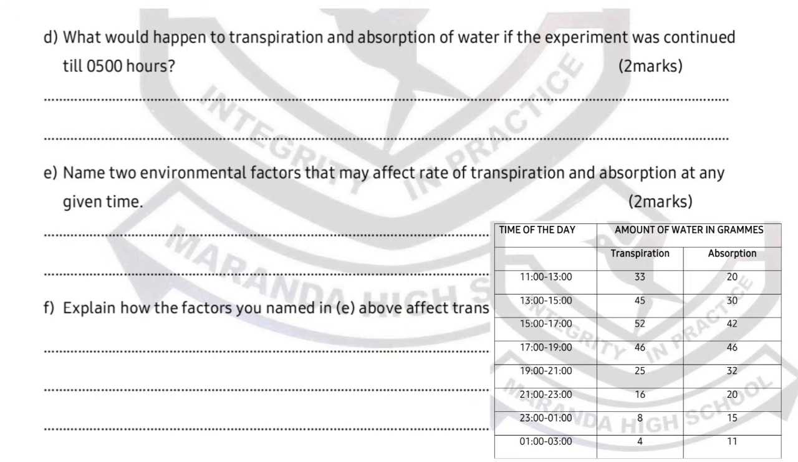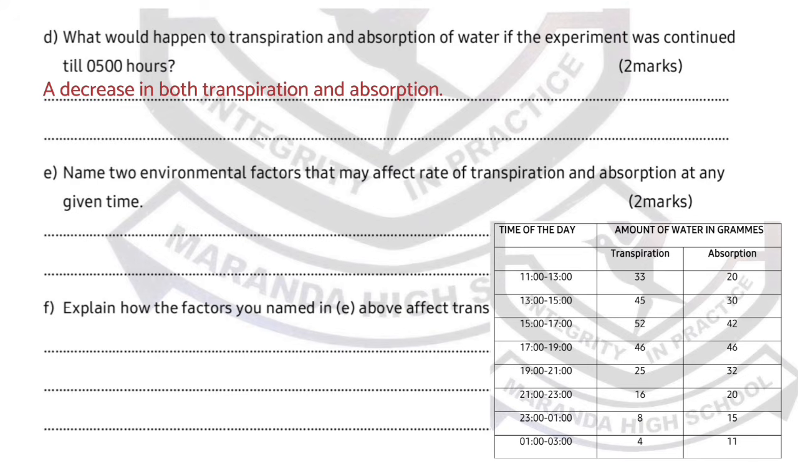Part D. What will happen to transpiration and absorption of water if the experiment was continued till 0500 hours? Okay, so if we look at the data that we have, the last one was up to 0300 hours, that is 3 a.m. in the morning. So the question is asking, if we were to continue collecting data up to 5 a.m. in the morning, should we expect an increase, a decrease, or maybe no change? Based on the trend, we are actually going to expect a decrease in both transpiration and absorption of water.